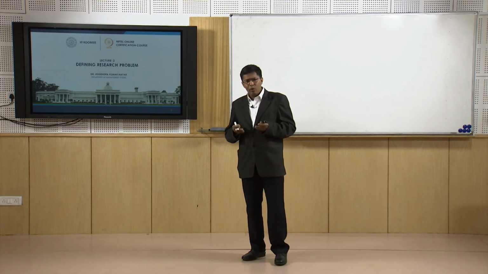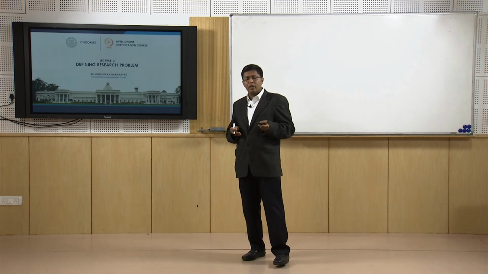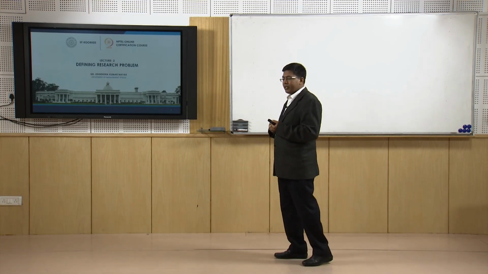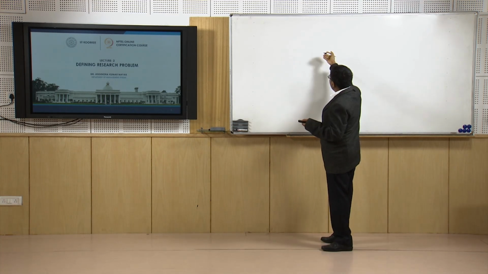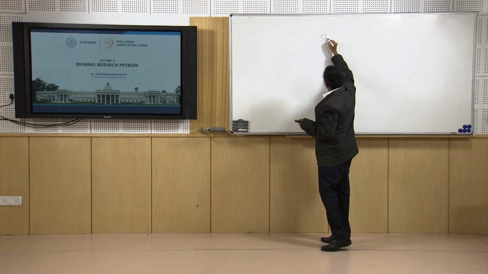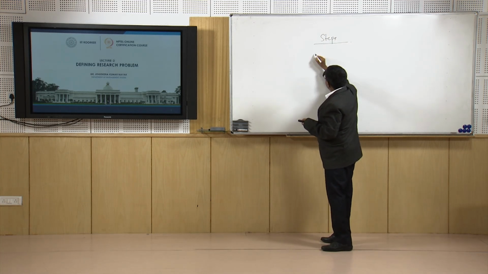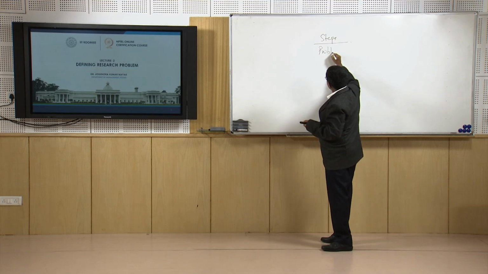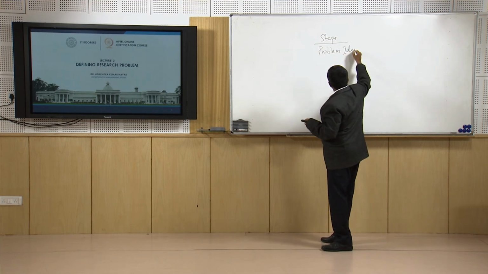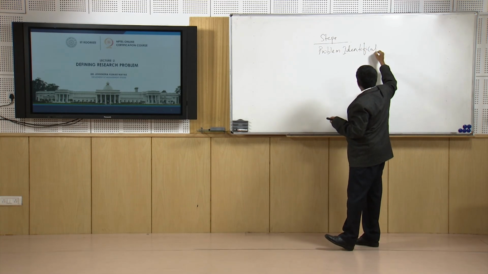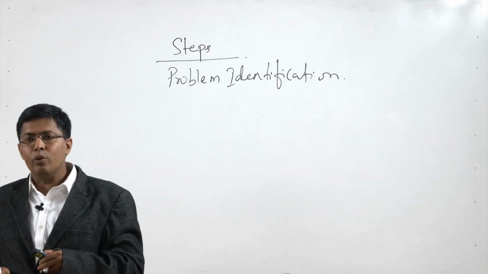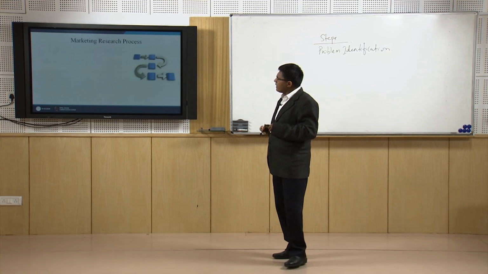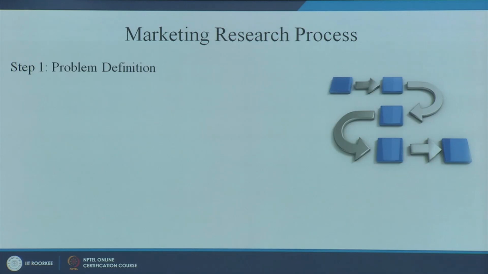So, let us see how you define a research problem, but before we do that we will go into the steps of the entire research process. Marketing research, or any research for that matter, has several steps. To start with, it is the problem identification. As a researcher you have to identify what research you are going to do. So, problem definition: what am I doing, and am I going in the right way or not, that is the secondary thing which will come.